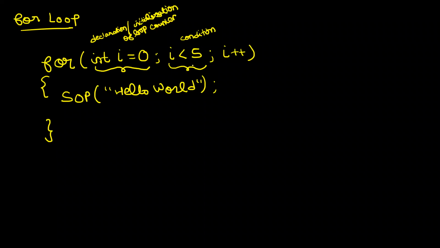Okay. So this is my condition check. Think of it like it is your guard. So you will check if i is less than 5, you will enter inside the loop. If i is, let's say, not less than 5, if the condition evaluates to false, then you will not enter inside the loop. Okay. And what is this third part? This third part is nothing but the increment or decrement of the looping variable.